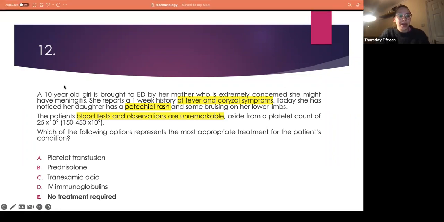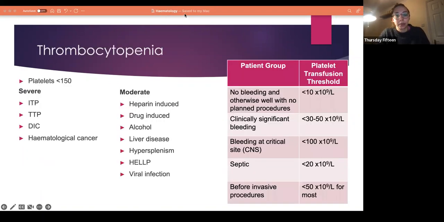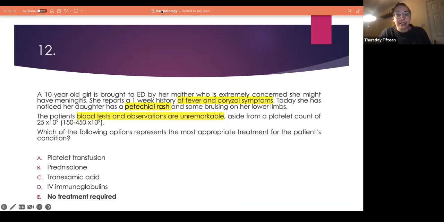What a surprise. Generally, we don't transfuse platelets unless the patient's actively bleeding or about to have a procedure, or they're septic, or their platelets are less than 10. So you tolerate a really low platelet count before you transfuse someone. Does anyone know what this patient likely has? Do you want to put it in the chat if you think you know what it is?